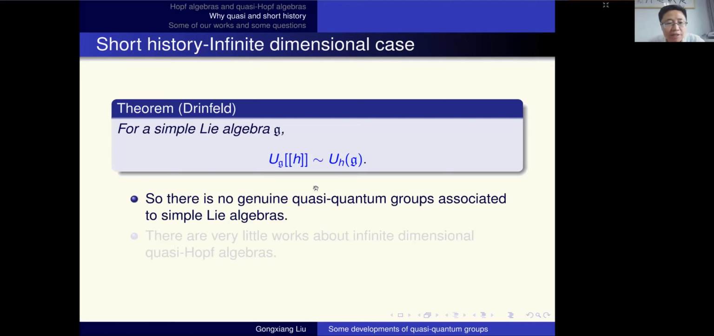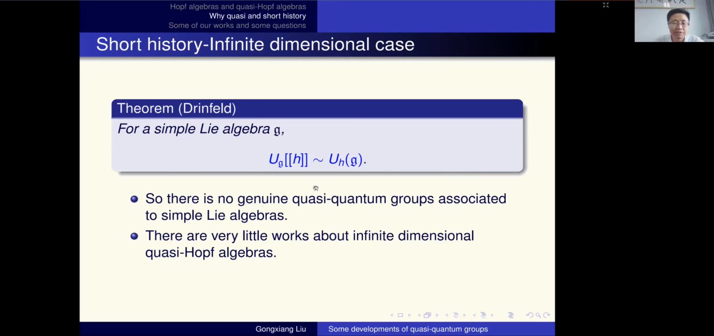Actually, I have to say, we know very, very little about infinite dimensional quasi-Hopf algebras. From my knowledge, except when you use some artificial way, you can construct some genuine infinite dimensional quasi-Hopf algebra. There are no natural examples of infinite dimensional quasi-Hopf algebras which are genuine, from my knowledge.